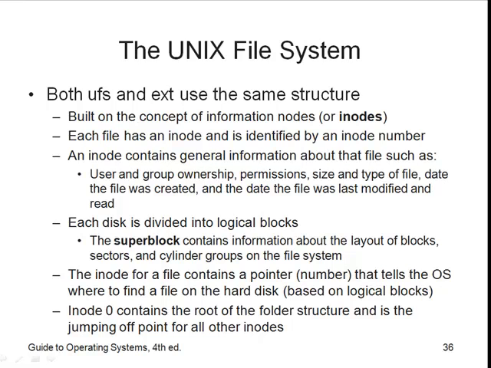Each disk is divided into logical blocks. We have one called the superblock, which contains information about the layout of the blocks, sectors, and cylinder groups within the file system. The inode for a file contains a pointer or a number that tells the operating system where to find that file on the hard disk based on those logical blocks. Inode 0 will always contain the root of the folder structure and is the jumping off point for all other inodes.